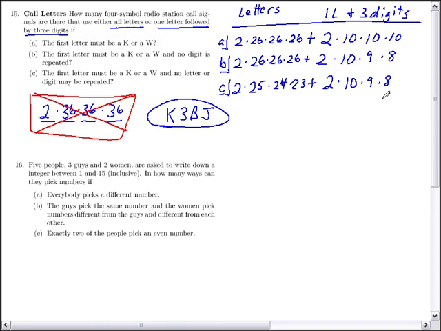5 people, 3 guys and 2 women, are asked to write down an integer between 1 and 15 inclusive. In other words, pick a number from 1 to 15, integer. How many ways can they pick the number if everybody picks a different number? Well, part A. Everybody picks a different number, so we have 15 choices for the first number, 14 choices for the second person from the number they picked, and 13 times 12 and then times 11.